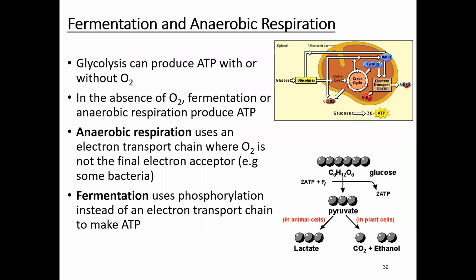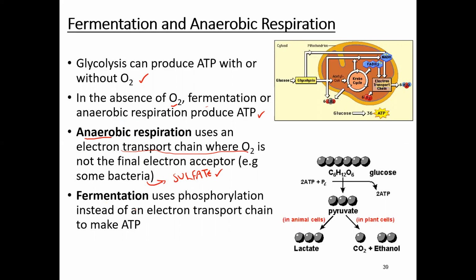Okay, fermentation and anaerobic respiration. Glycolysis can produce ATP with or without oxygen. In the absence of oxygen, fermentation or anaerobic respiration produce ATP. Anaerobic respiration uses an electron transport chain where oxygen is not the final electron acceptor. Some bacteria, for example, use sulfate as the final electron acceptor. Some bacteria are anaerobes; they don't need oxygen at all, so they'll use things like sulfates instead.